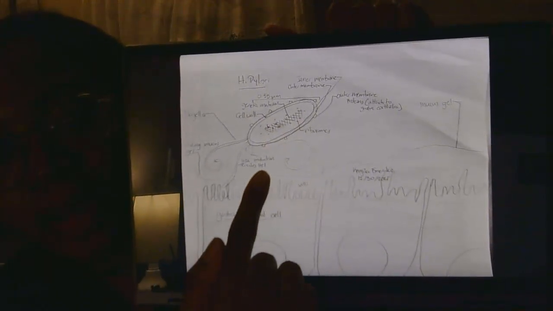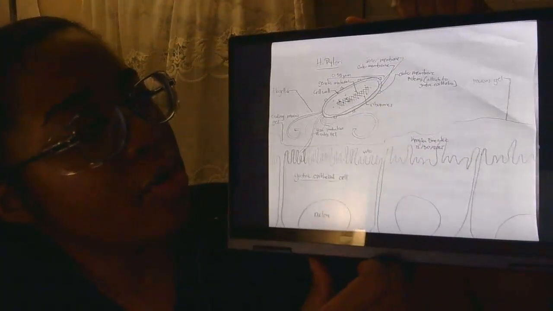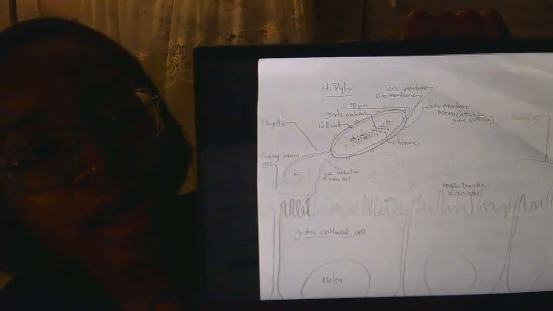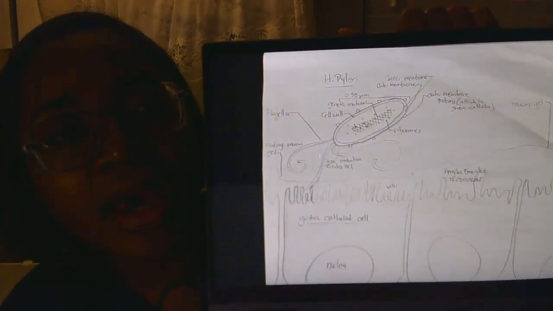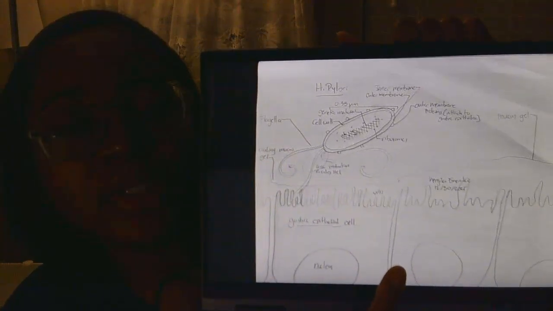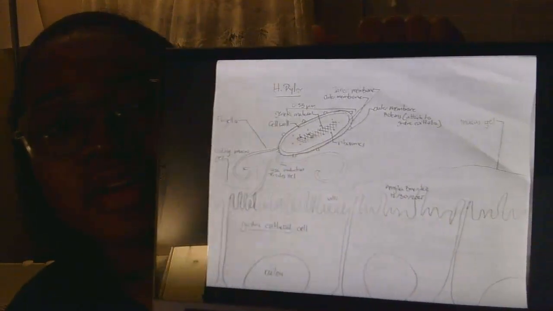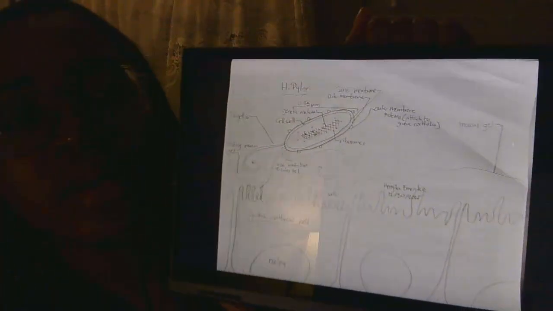So here is my diagram of H. pylori. I have it at about 0.55 micrometers in length. And I wanted to depict the epithelial cell as about 2 times the size of it, because eukaryotic cells are larger than prokaryotic cells.